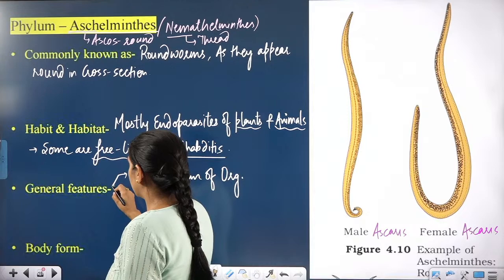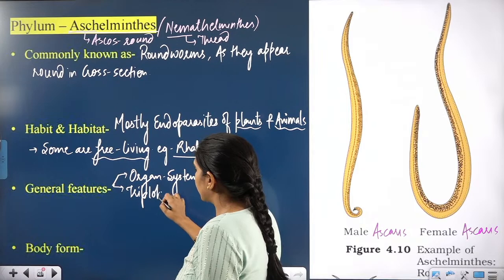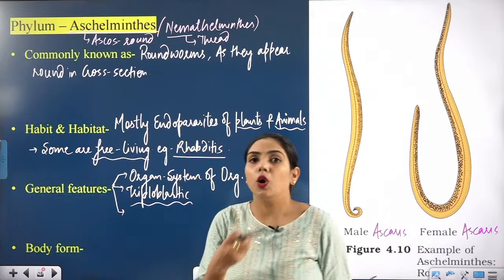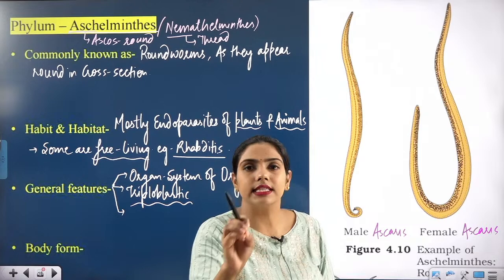Then we know that they are triploblastic. For the first time, three germ layers were seen in the previous phylum, Platyhelminthes. They are also having three germ layers, triploblastic. But for the first time, coelom has appeared in them. But this coelom is not a true coelom, beta. This coelom is false coelom.